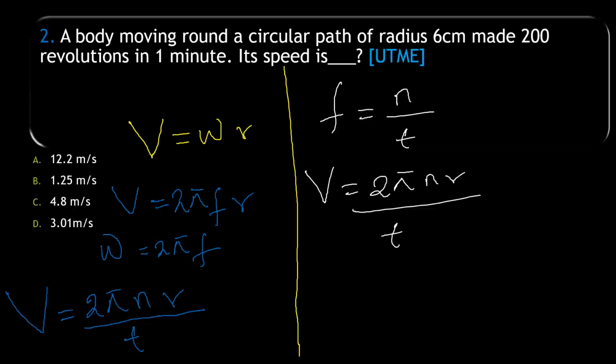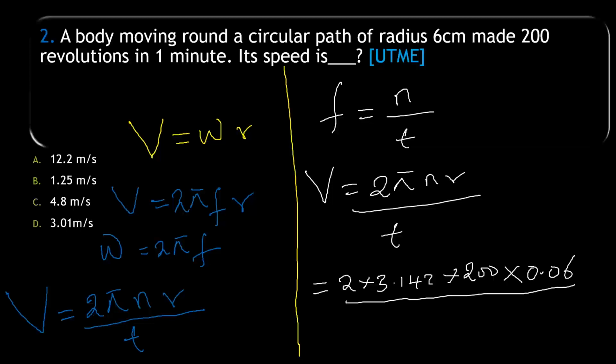It will give us 2 times 3.142 times n, the number of oscillations, which in this case is 200, times r. r is 6 centimeters. Remember, that will be 0.06 meters. The base unit is meters, not cm, so you have to convert. All over time, which is 1 minute.